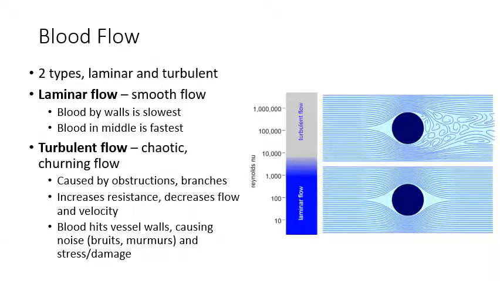You can also have your blood hitting the walls of the vessels, which you could actually hear. If that's happening in your vessels, the noise it makes is called a bruit. If it's happening inside of your heart, the noise it makes is a murmur. And the force of that blood hitting the walls of the vessel over time can stress the walls and cause damage to them. So it's not like an emergency or anything like that. Every time the blood hits the vessel walls, it causes a very small amount of stress. But when this is going on day after day after day for a very long time, it can really start to add up and actually inflict damage on the vessel walls.